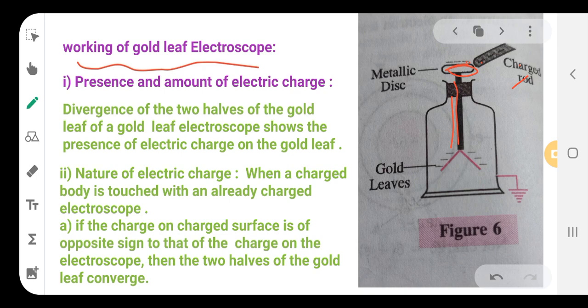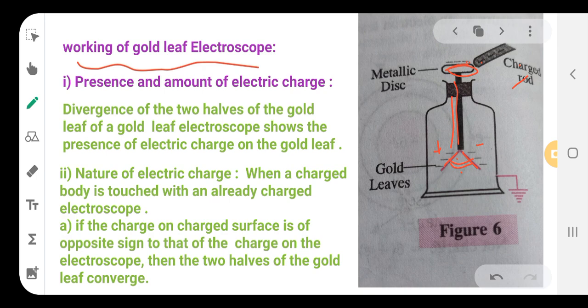Now this metal rod again passes on the charges to the leaves. If the charges are negative, or if they are like charges, these leaves diverge. If they both are like charges, they diverge, because we know that like charges repel each other. Now if one is positive and the other is negative, then they attract each other, right? Now I will read out this. Presence and amount of electric charge.